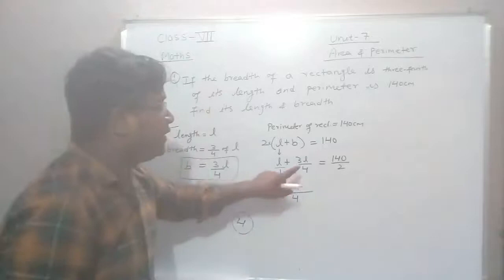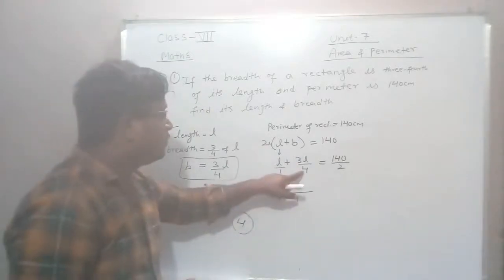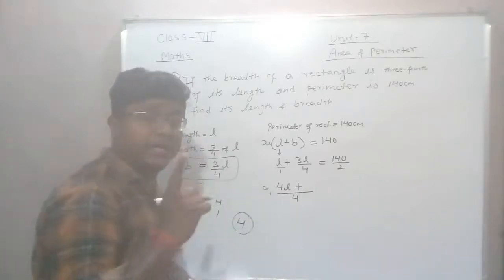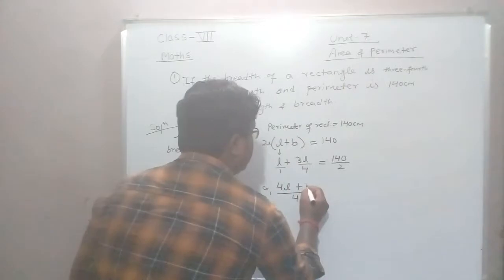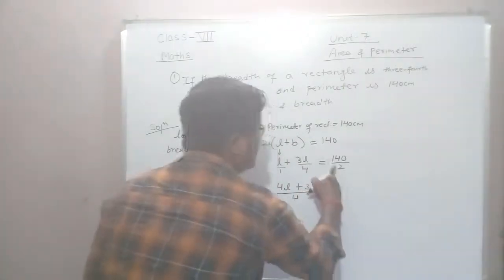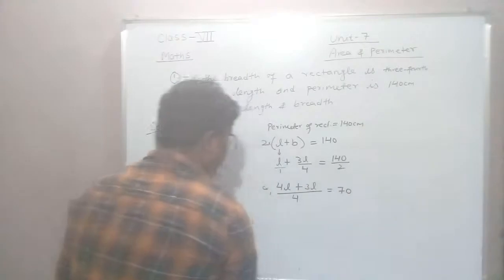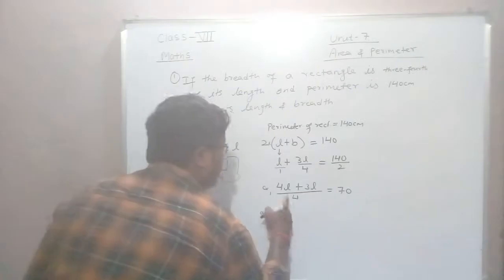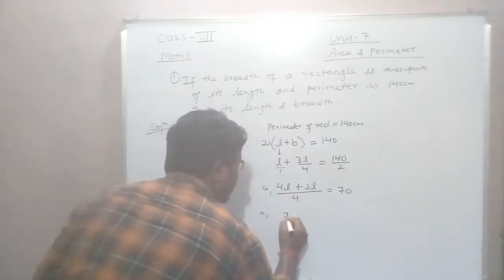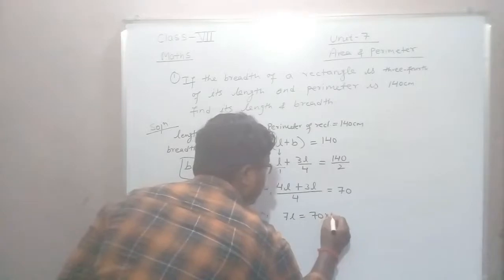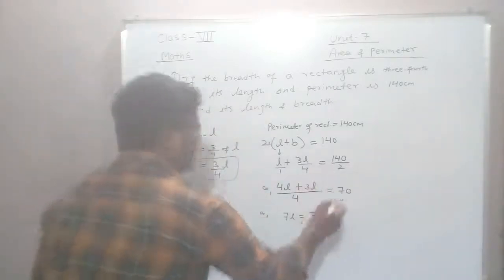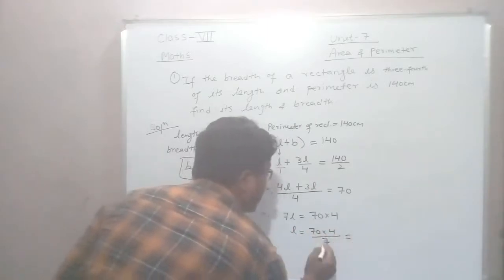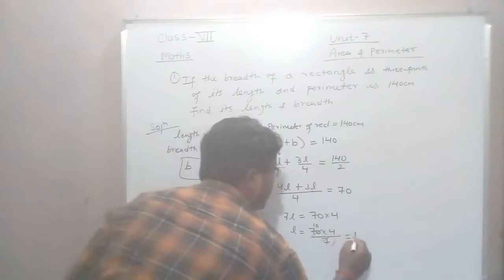Plus, for the second fraction we do the same process: 4 divided by 4 gives 1, and 1 multiplied with the numerator gives 3L only. Is equal to 140 divided by 2, which is 70. Now transfer this 4 to the right hand side. 4L plus 3L, that is 7L, is equal to 70 into 4. Now transfer this 7 to the right hand side. L is equal to 70 into 4 divided by 7. 7 1s are 7, 7 10s are 70. You got here 40.